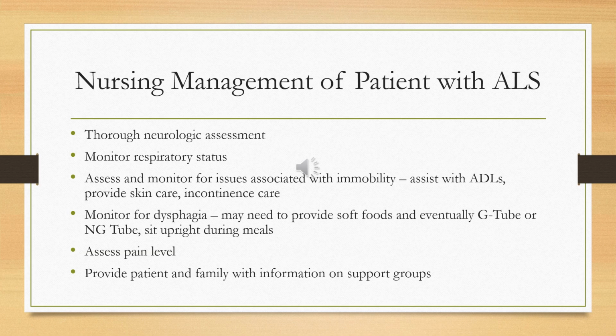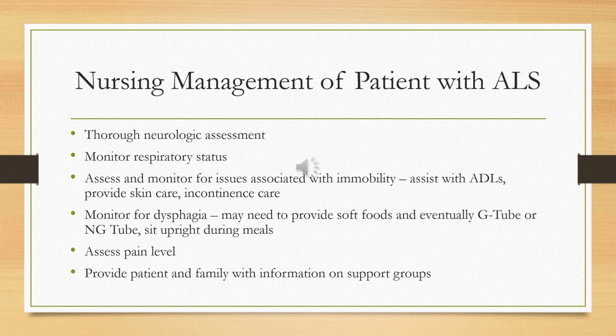You want to prevent any breakdowns because eventually they're not going to be able to move and do things for themselves. So they're going to be at risk for skin breakdown. If they're having trouble swallowing, you want to get that speech eval or whatnot to see, do we need to get thickened liquids, or what kind of things can we do. Make sure they're sitting upright when they're eating their meals, giving them soft foods. Maybe they get to the point where they need a G-tube or something like that to help them eat.